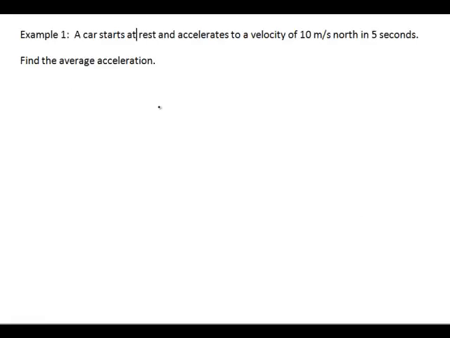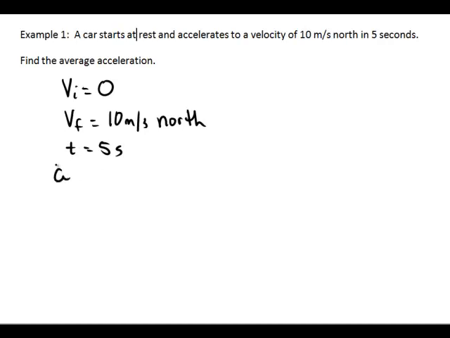Let's start by doing a simple example. A car starts at rest and accelerates to a velocity of 10 meters per second north in 5 seconds. Find the average acceleration. So we'll start by writing down our given information. Initial velocity is 0. Final velocity is 10 meters per second north. The time is 5 seconds, and we're looking for the average acceleration.